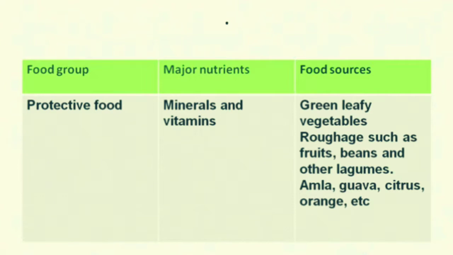The next category of the food group is protective food. The major nutrients from which we get the protective food are minerals and vitamins. And food sources are green leafy vegetables, raw fish, such as fruits, beans, amla, guava and all the fruits and vegetables. Now till this slide we have covered what is food and what are the classifications of food.